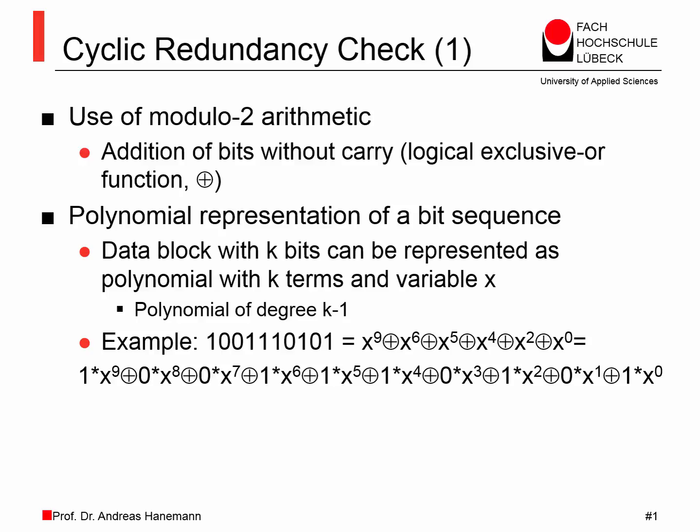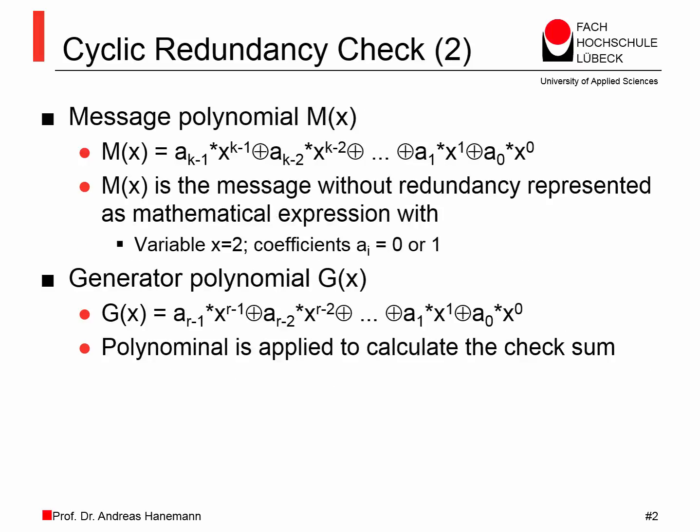Then another way of representing a bit sequence is needed, which is called the polynomial representation. You can imagine a variable x and represent each bit as a power of x. If the bit is a 1, then the power of x is there, otherwise it is left out. All calculations can also be done without using polynomials, but it is then much more error-prone for humans.